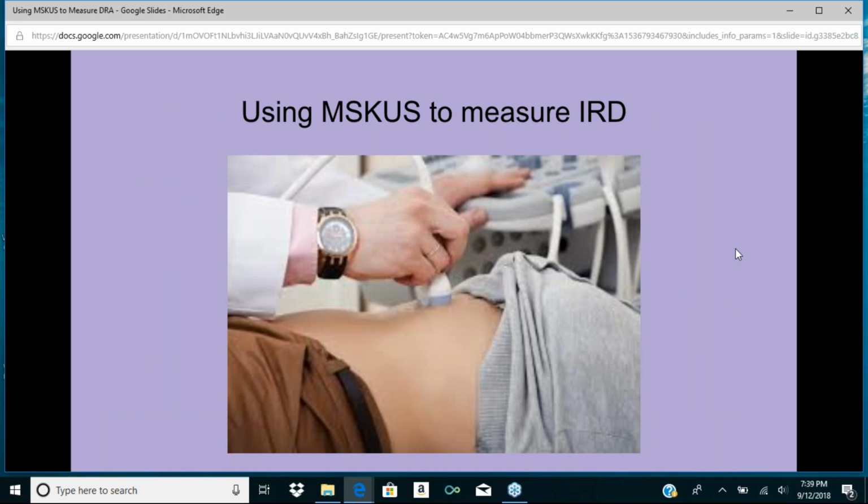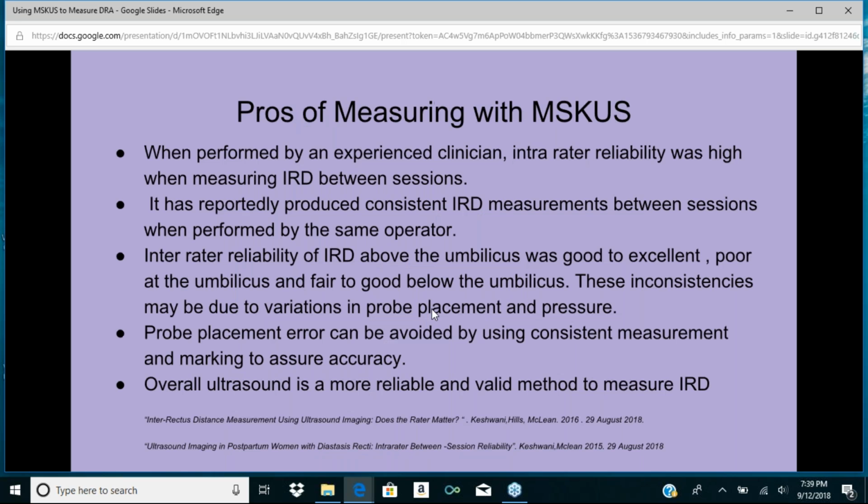So we've decided that MSKUS could be a good means to measure that interrecti distance. This would be a picture of somebody holding the sensor, the probe, across that person's recti, their abdominal region. The pros of measuring with the MSKUS are that, when performed by an experienced clinician, the intra-rater reliability was high when measuring the interrecti distance between sessions. It has reportedly produced consistent interrecti distance measurements between sessions when performed by the same operator.